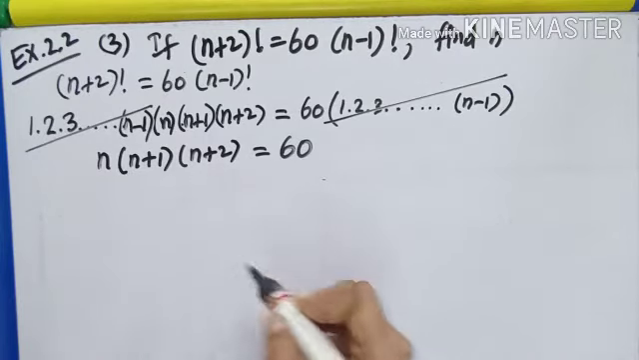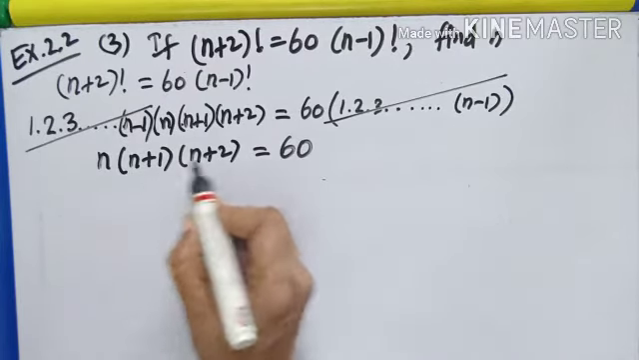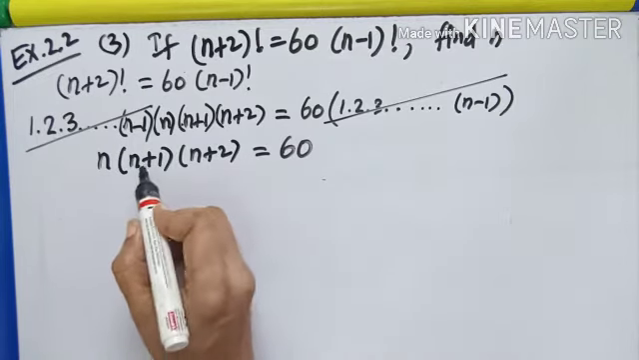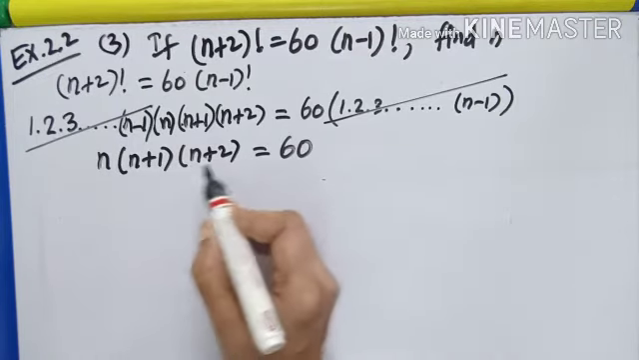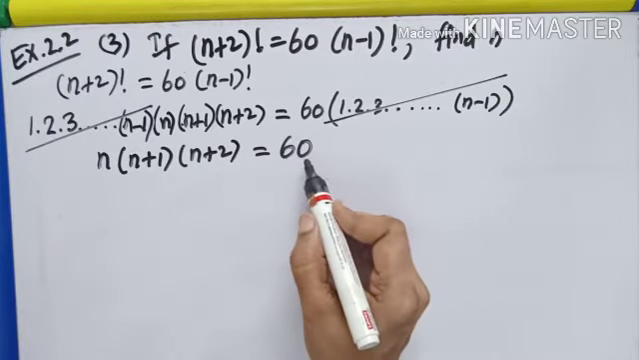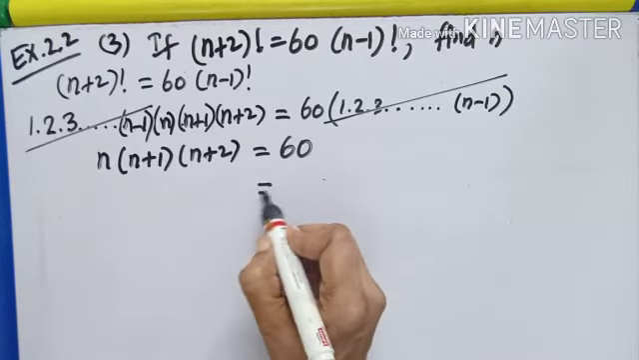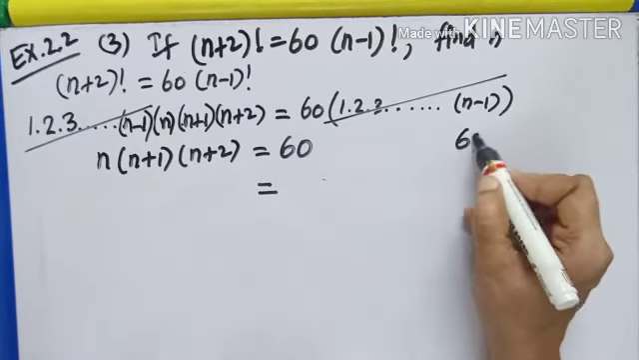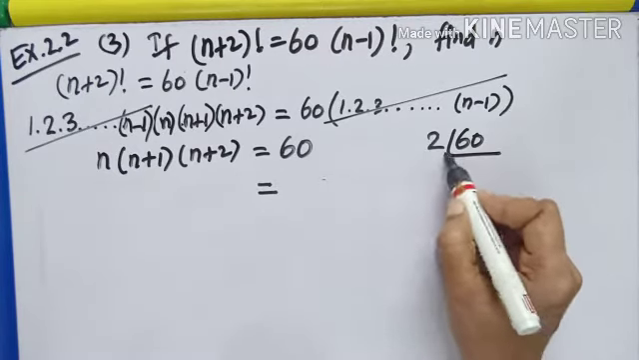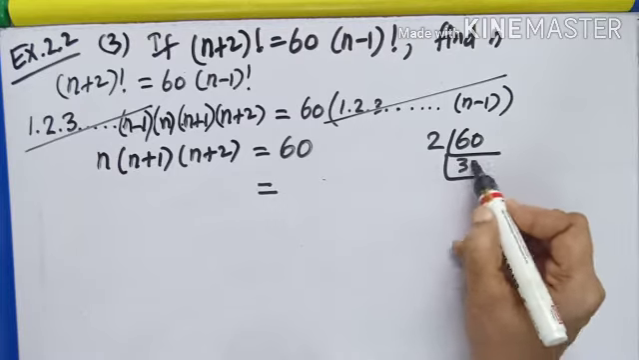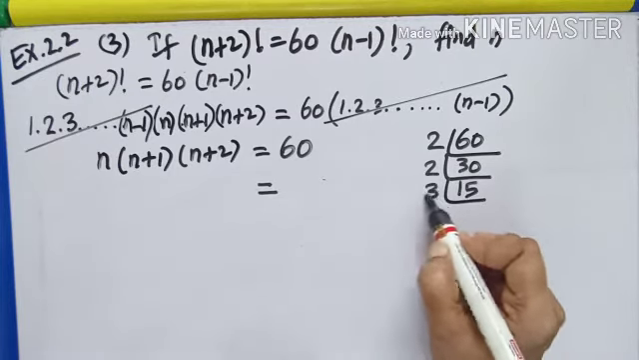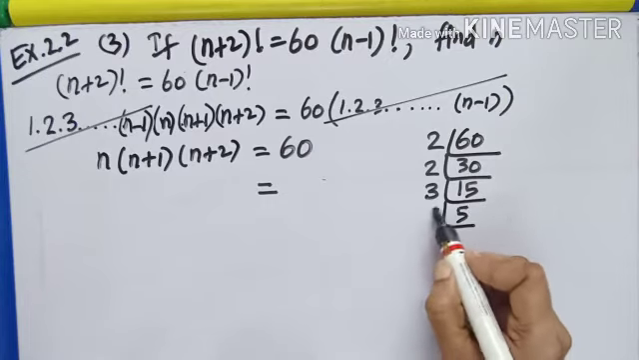What are these three numbers actually? 3 consecutive numbers. 3 consecutive numbers multiply and I get 60. So try to write 60 as a product of 3 consecutive numbers. How will I get it? 60, you divide by 2, I get 30. Again by 2, I get 15. I can put 3 and my answer is 5.